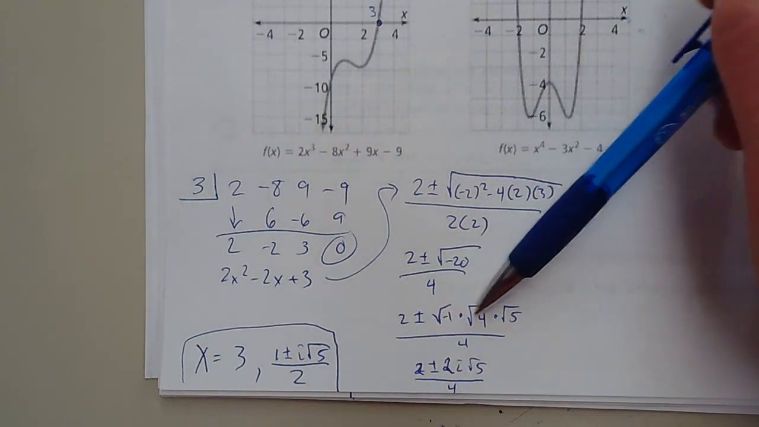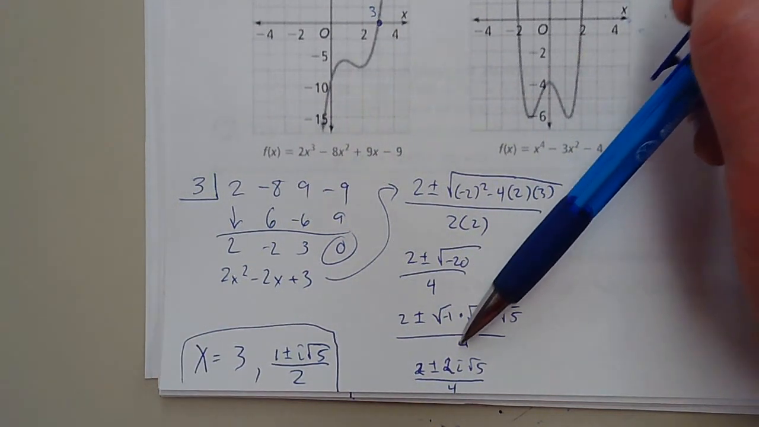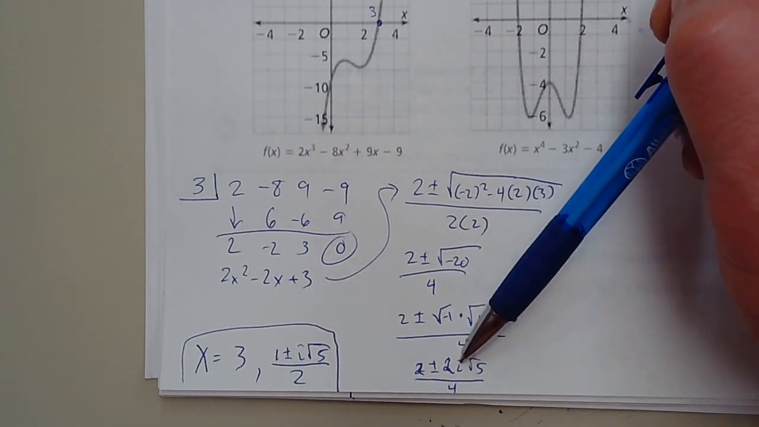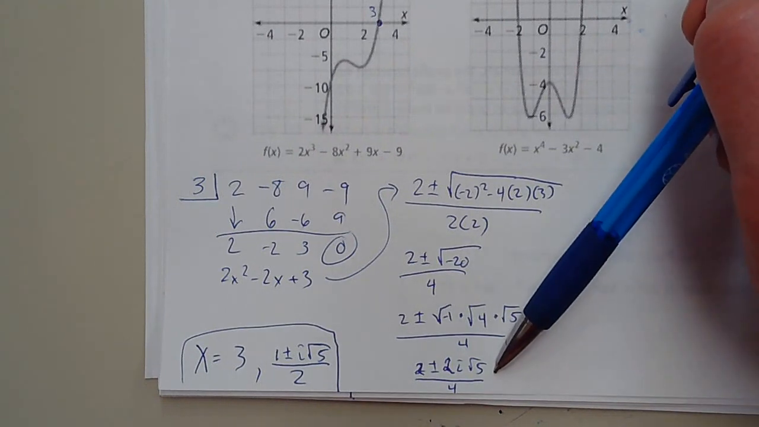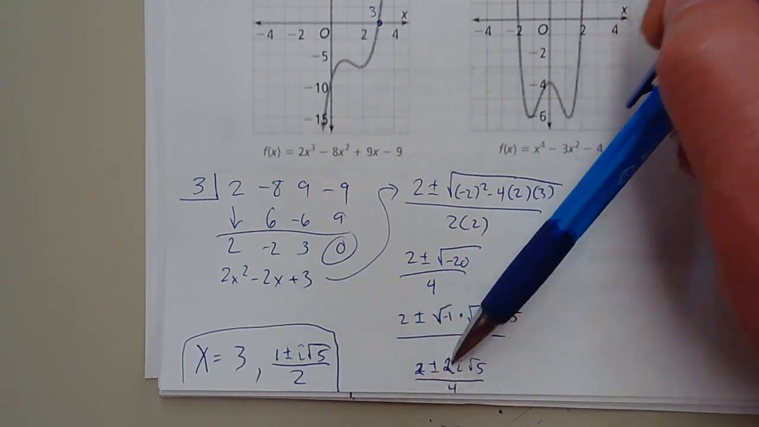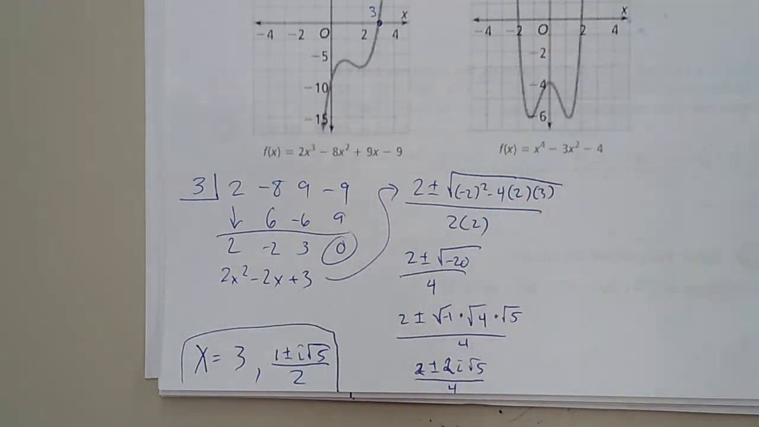And then I rooted those two values because the square root of 4 is going to be 2 and the square root of negative 1 is going to be i. And I got to here. And then I said, all these coefficients are divisible by 2. And I reduced it a little bit further to (1 plus i root 5) over 2.